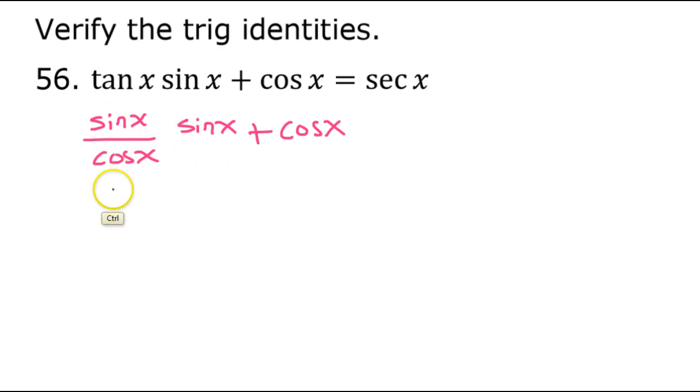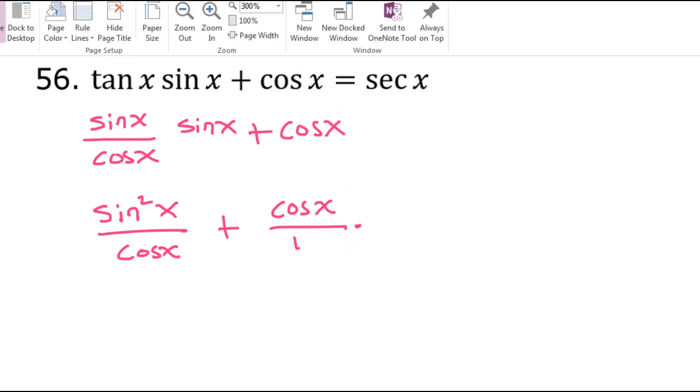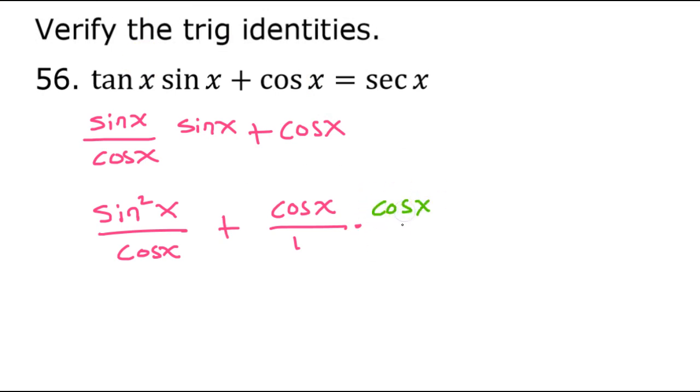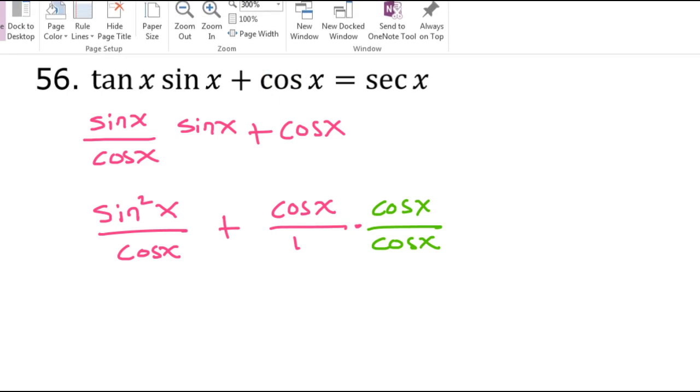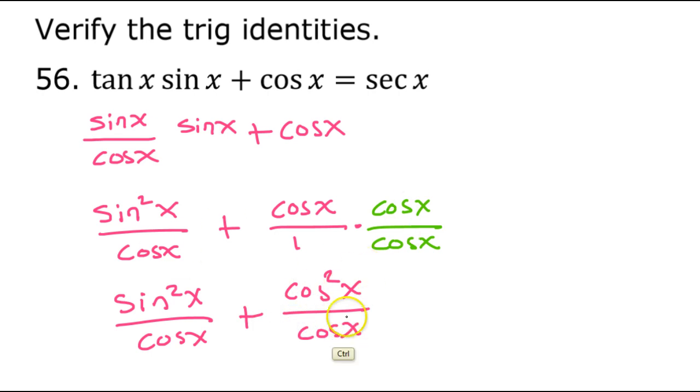So I see that this would be sine squared x over cosine x plus cosine x. Okay, let's see what happens if we combine these together. So right now, this is like having cosine x over 1. So what I'm going to do is multiply by cosine x over cosine x, like this. So that's going to give me sine squared x over cosine x plus cosine squared x over cosine x. All right, the point of that was just to get like denominators so I can add these fractions together.